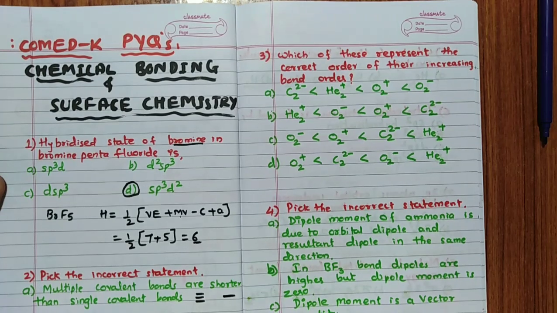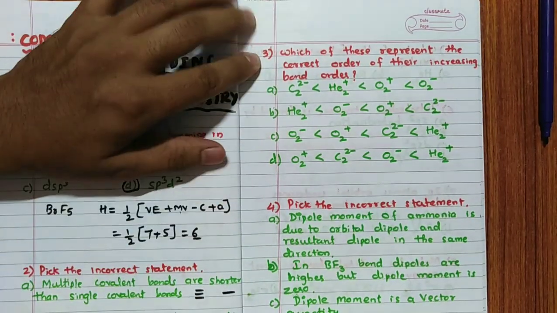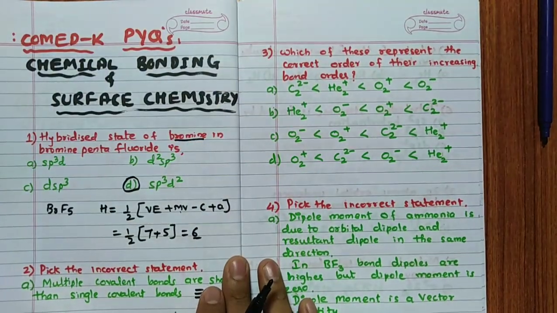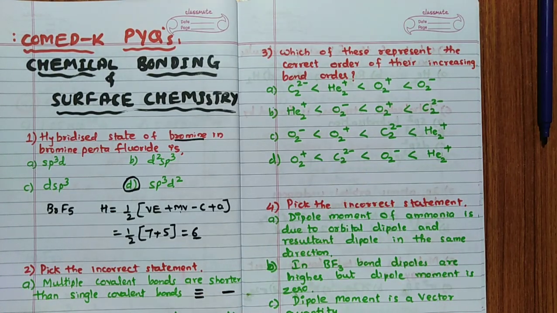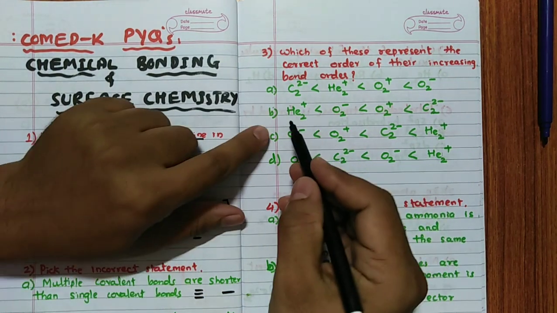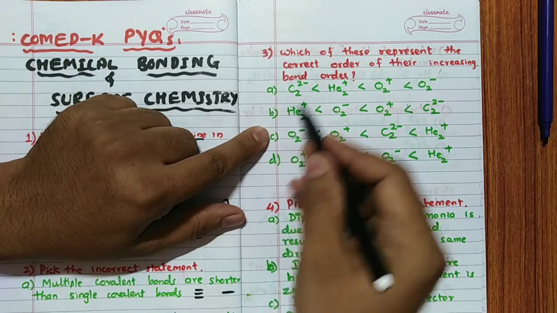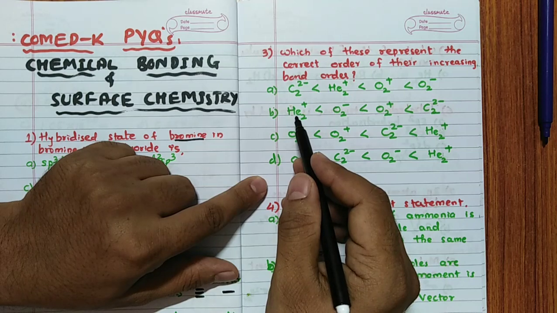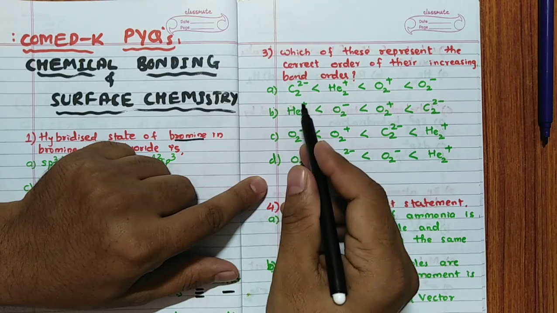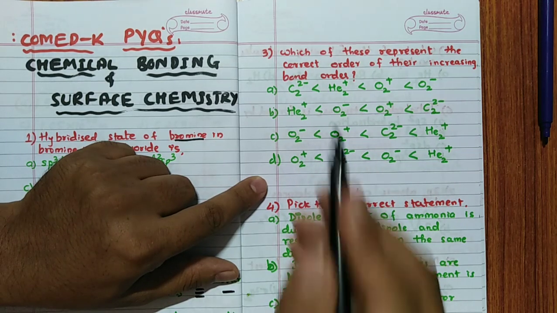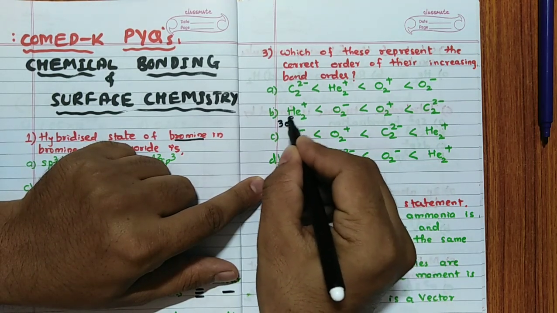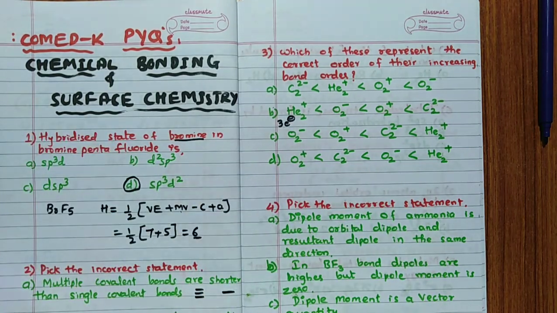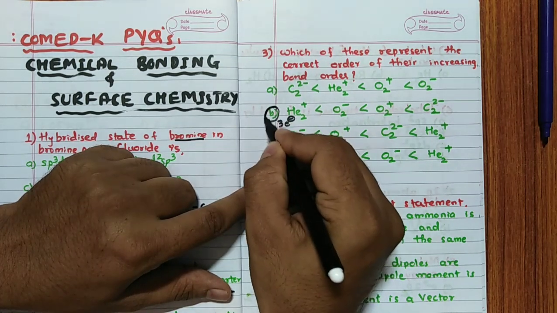Then in the third case, which of these represent the correct order of their increasing bond order? Here there is a hint, remember, shortcut is that, see, helium is having very less number of electron among all these. So helium is having only 4 electron, helium 2 means, so helium plus means having only 3 electron. This is only 3 electron system. Definitely 3 electron system means it will never have a maximum bond order. Definitely that should be the answer. So it should be least.